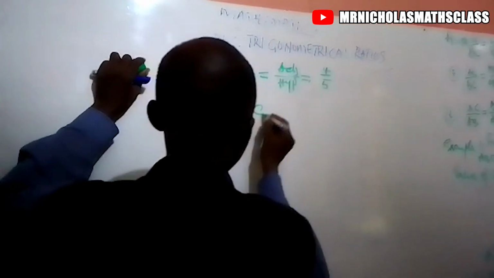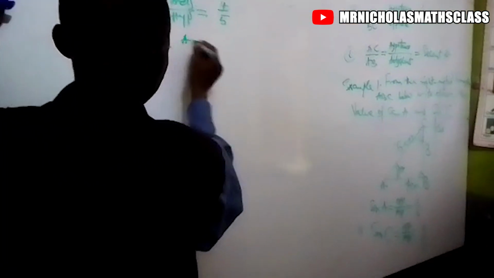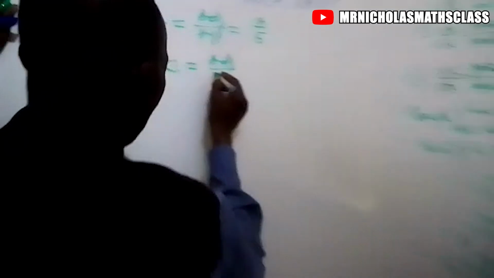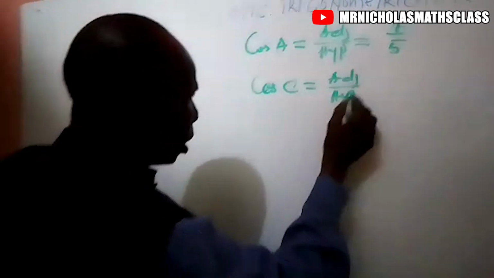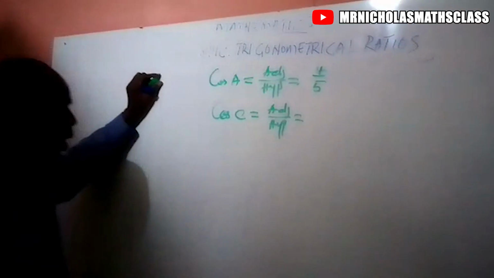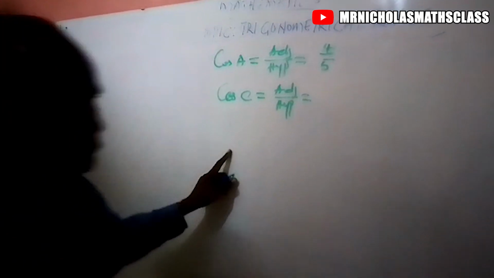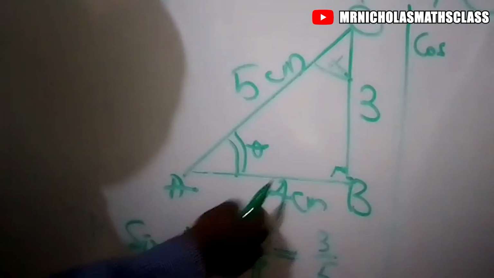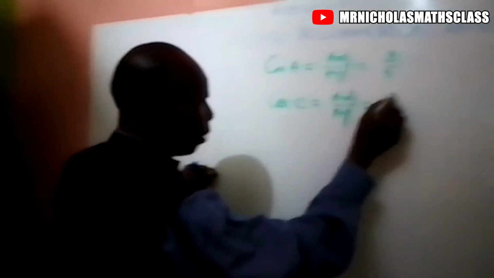What is cos C? Cos C is the same thing as adjacent over hypotenuse. Am I going to get the same answer like this? No. We are looking at cos C. Here is my cos C like this, alpha. So here is opposite and here is adjacent. So cos C is 3 over 5.